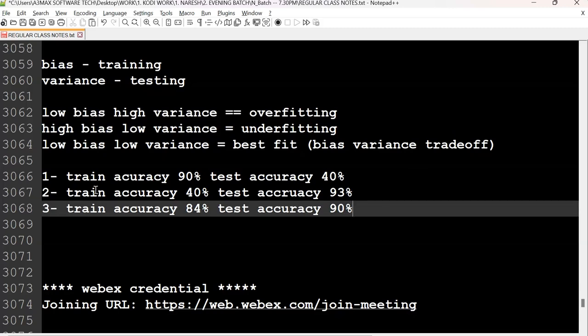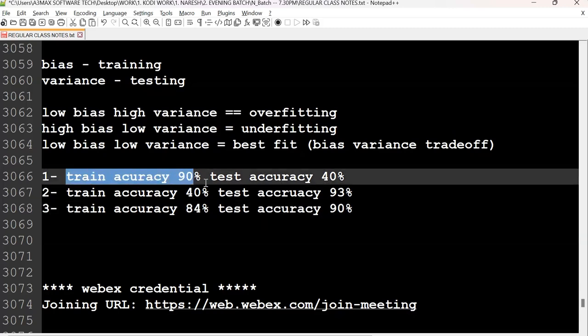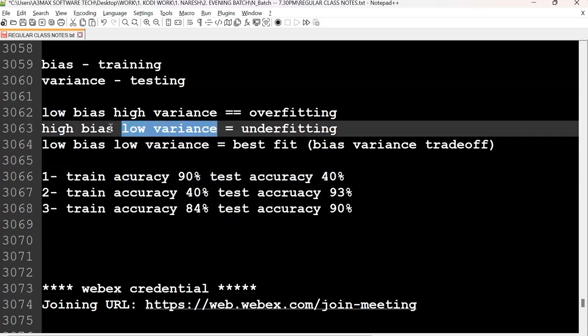So in the first case, training accuracy 90 means high bias or low bias? Training, see, 40 and 90, compare which is high, which is low. 90 is high, 40 is low, right? So here, low variance, high bias. Overfit or underfit? So how many say underfit?